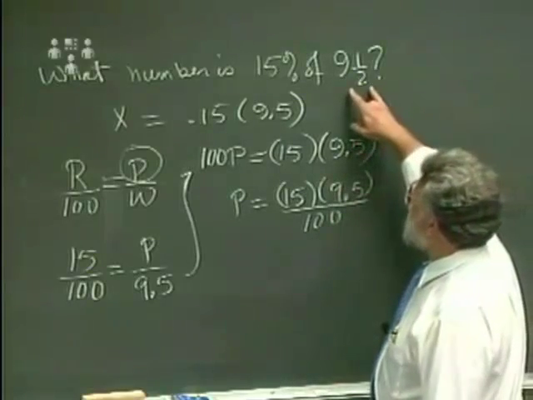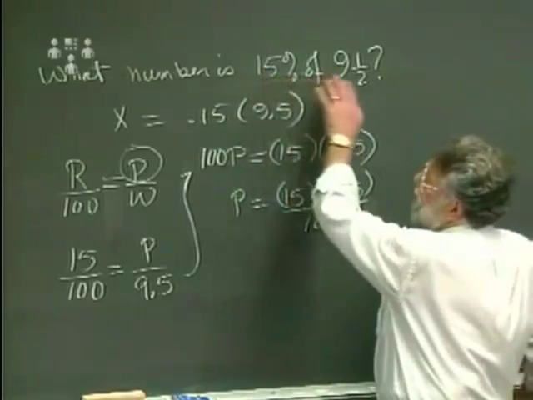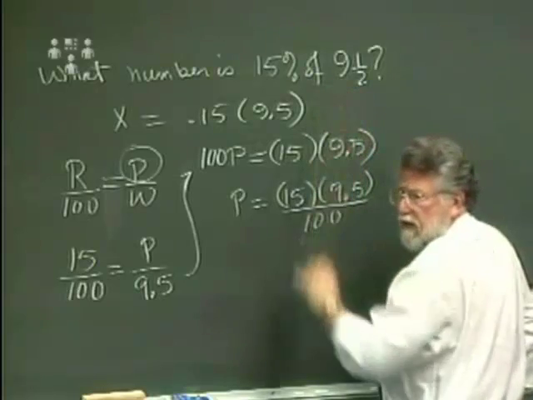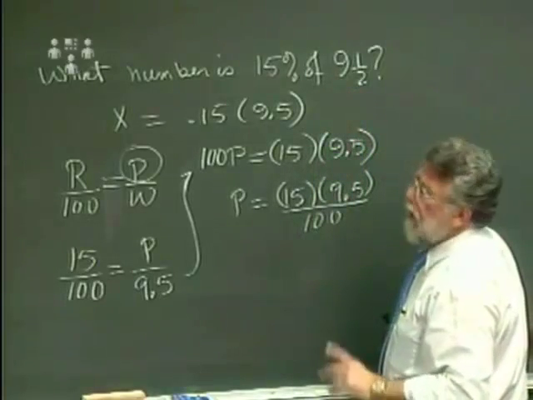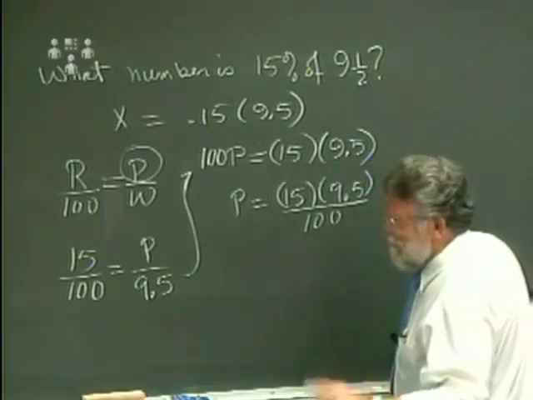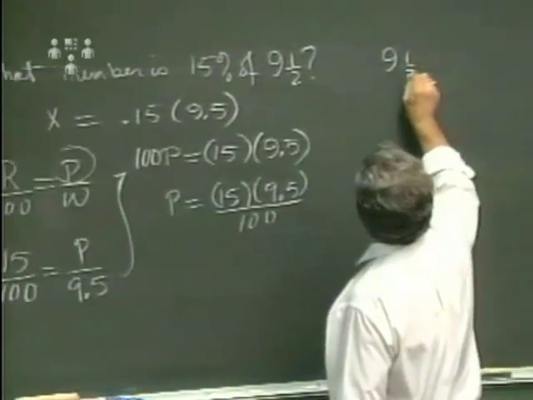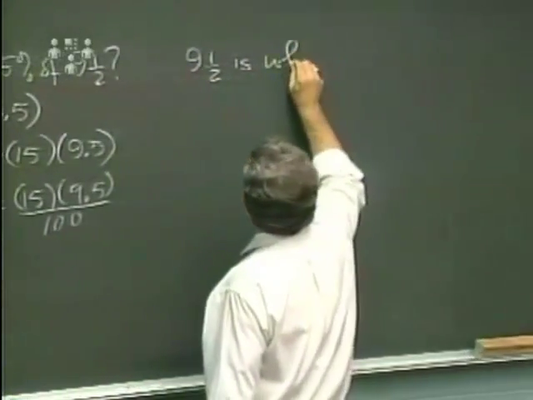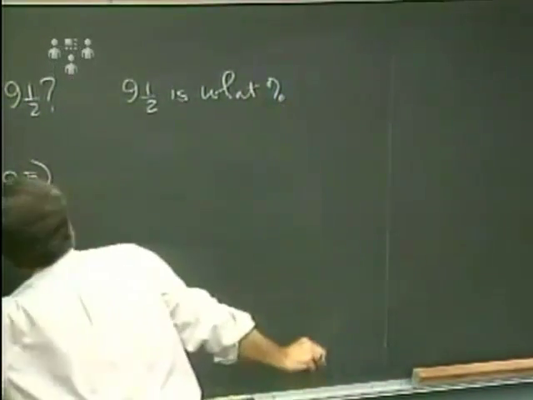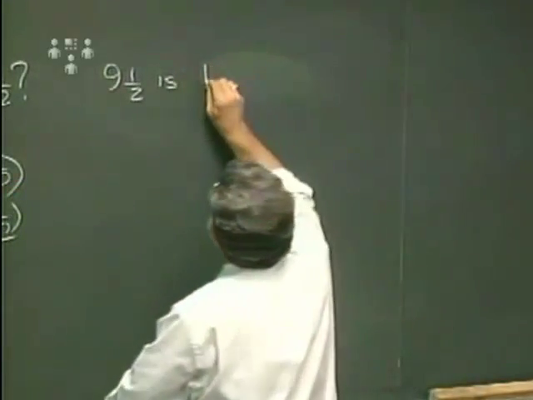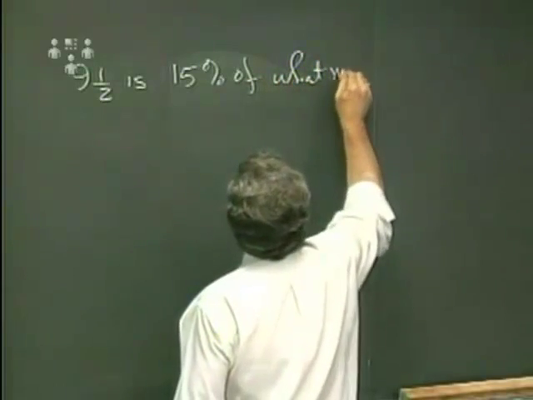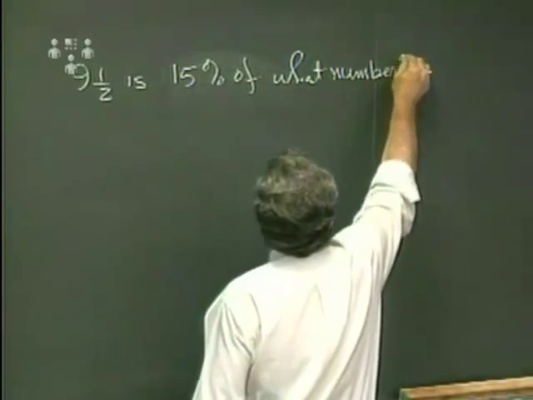Well, the 9.5, if I come up here, because I'm taking something times that, when I take a percent times the 9.5 has to be the whole. Now, I could have said, let me rewrite it in a different way, a different problem, not the same. But if I said, 9.5 is 15% of what number? This is a variation. This is a different problem.